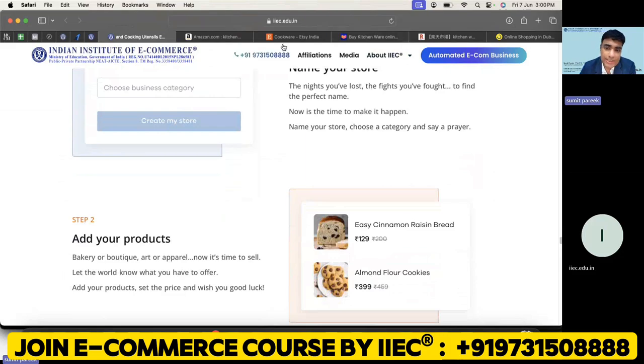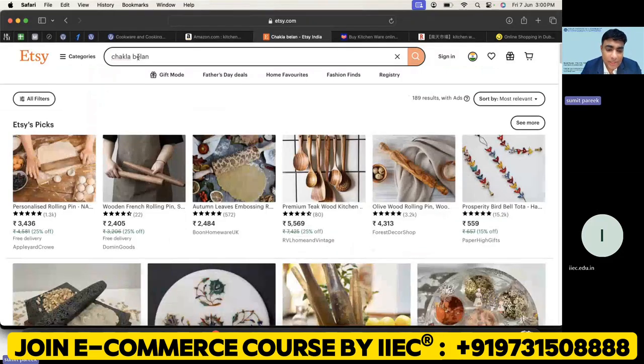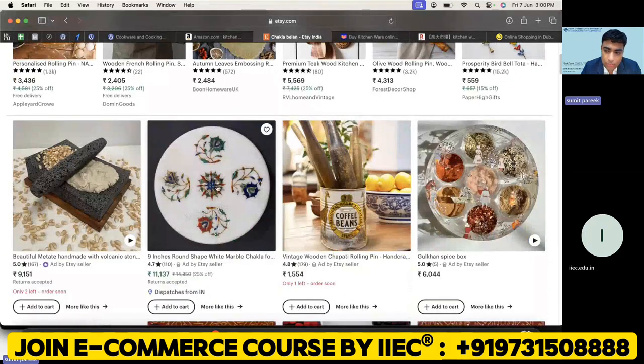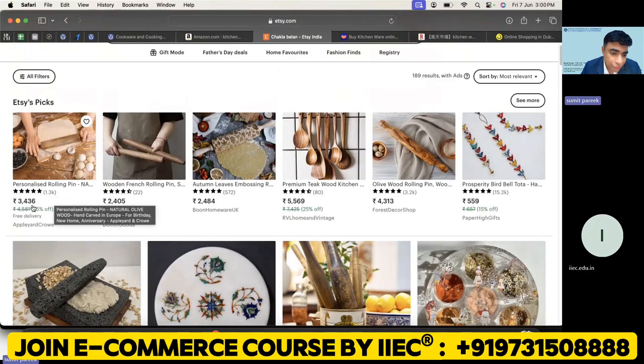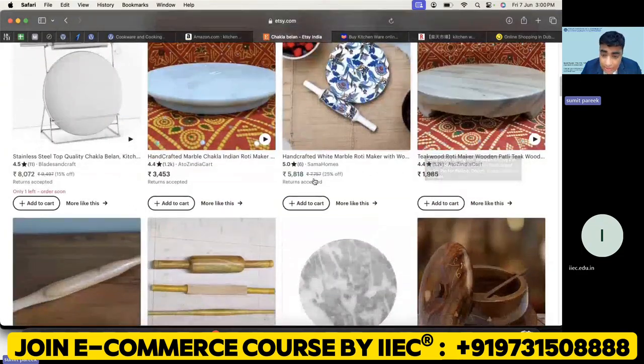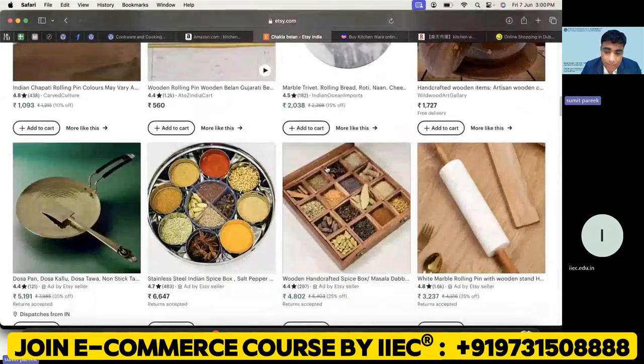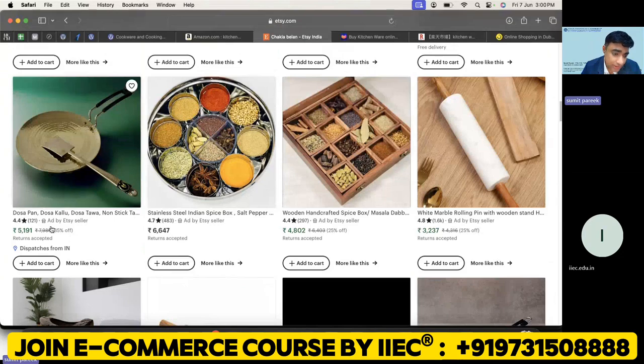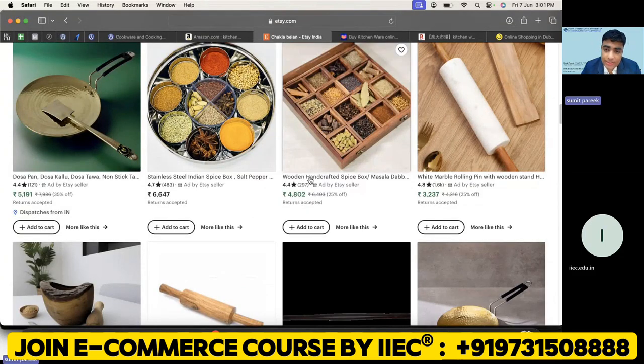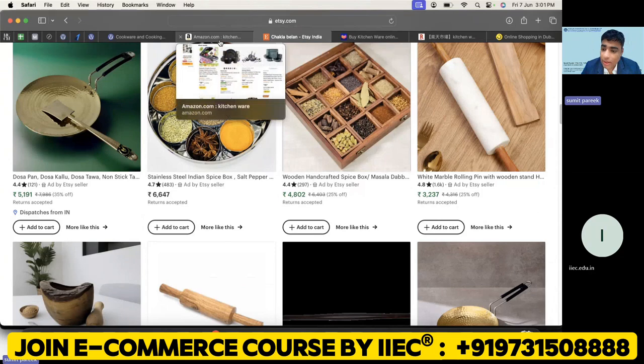I'll show you one example on Etsy. If I simply search for chakla belan, which is a known word in India, this is nothing but the roti maker, right? The normal thing. But how much is it selling at? 11,000 rupees with 110 reviews, 1,300 reviews, and about 3,400 rupees. Just think about these products sold at this price. I feel it is extremely high for someone to pay in India, but you can actually sell these products in the international market. Even this masala box, dosa pan, do you really think it will sell for this amount or this amount? But yes, in the international market, this is how you actually earn money, through sales.